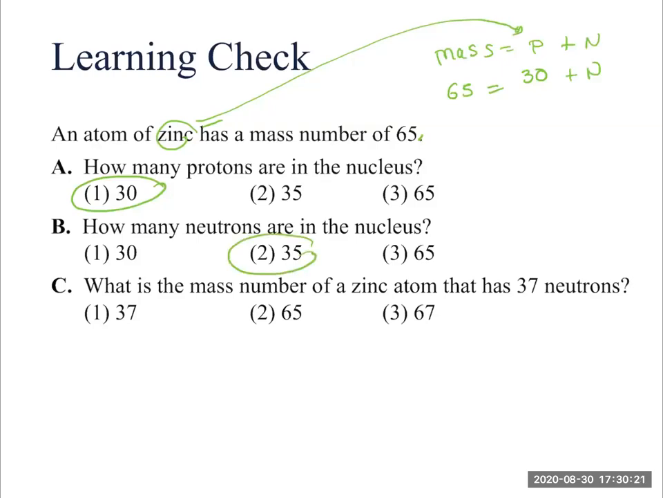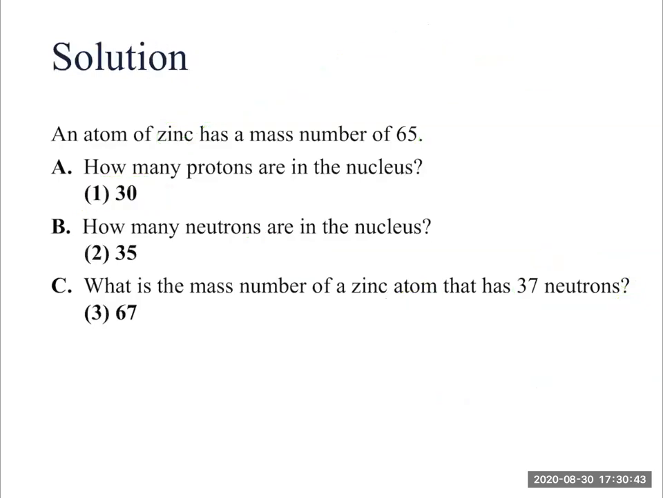What is the mass of a zinc atom that has 37 neutrons? If it has those neutrons, the protons are never going to change. The protons are always going to be 30. So 30 plus 37, that should give you the answer, which would be 67. And let's see if I got it right. Yep.